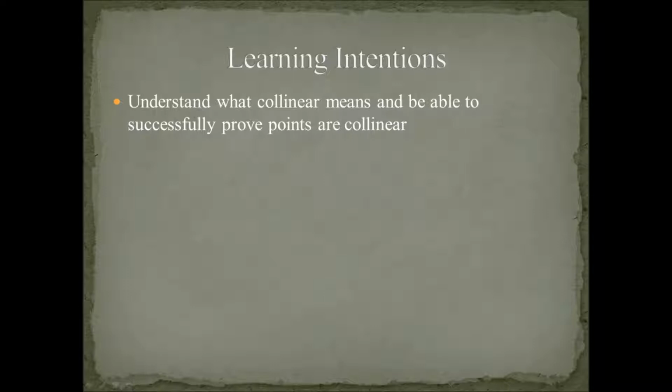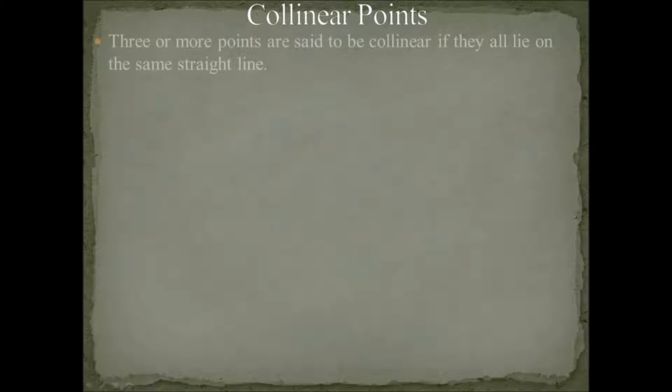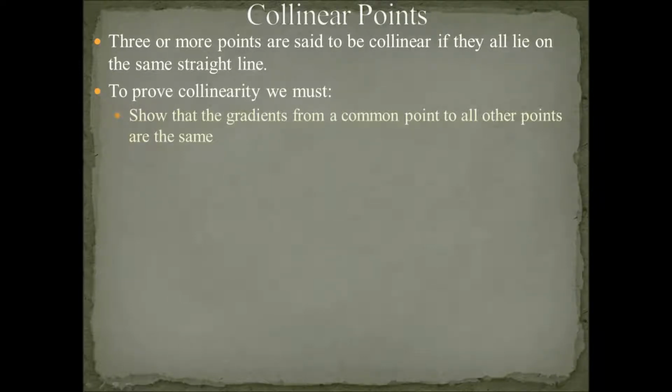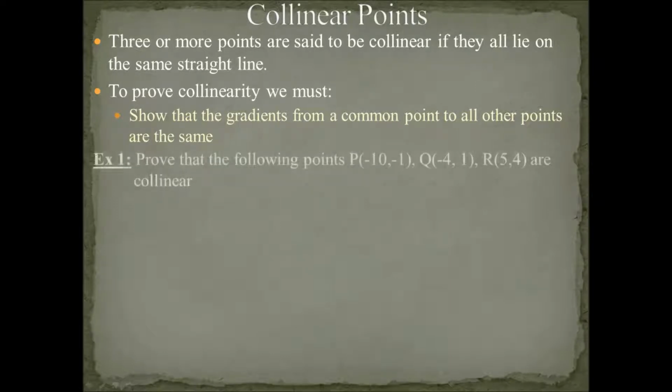Collinear. I want you to understand what collinear means and be able to successfully prove points are collinear. This is, again, a higher level topic, so could play its part in your exam next May. 3 or more points are said to be collinear if they all lie in the same straight line. To prove collinearity, we must show that the gradients from a common point to all other points are the same. So if I give an example, prove that the following points P, Q, and R are collinear.